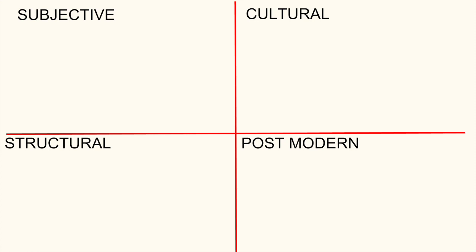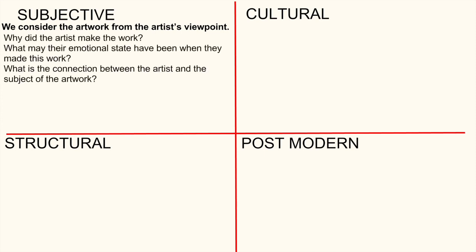If we consider the subjective frame, there are 2 possible perspectives that we can have. The first one is that we need to look at the artwork from the artist's point of view. Kinds of questions that we could ask are, why did the artist make the work? What was their emotional state of being when they made this work? What is the connection between the artist and the subject of the artwork?